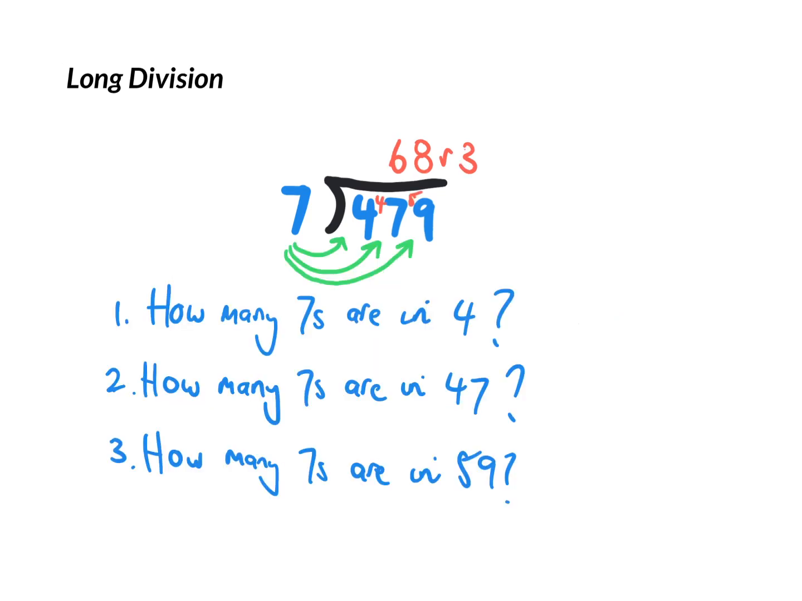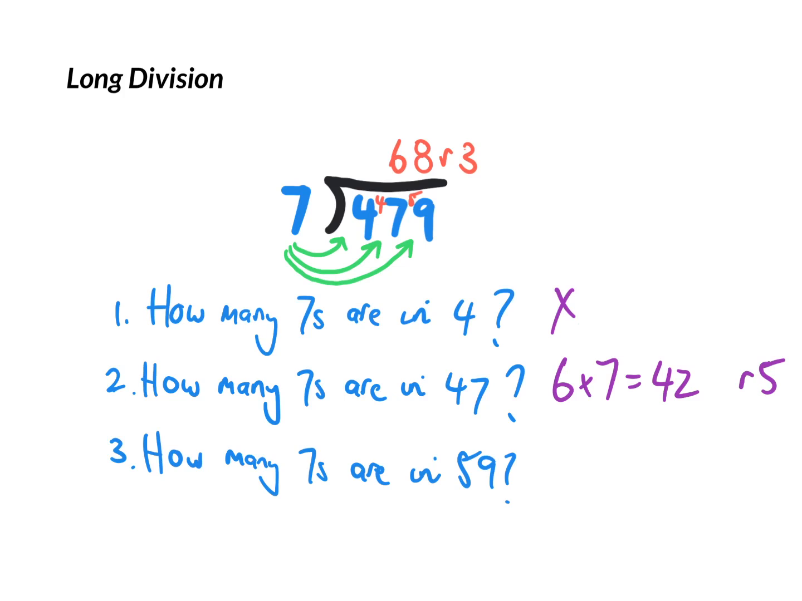Using my shorthand method, we are going to solve this long division number sentence. What is 479 divided by 7? The first thing I say to myself is, how many 7s are in 4? Well, I know that that doesn't work. So I take my 4 and I move it to the tens column. And then I say to myself, how many 7s are in 47? Well, I know that 6 times 7 is 42. And I know that there are 5 left over. So I take that 5 and I move it to the ones column.